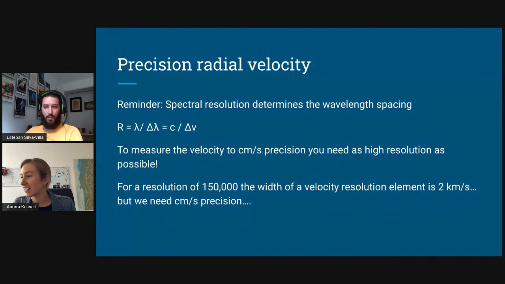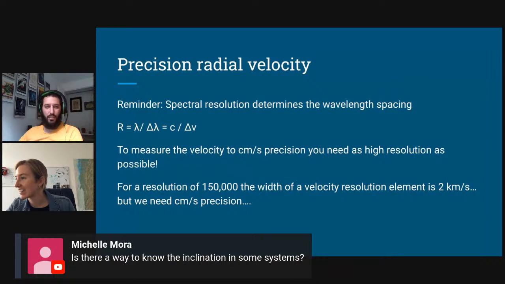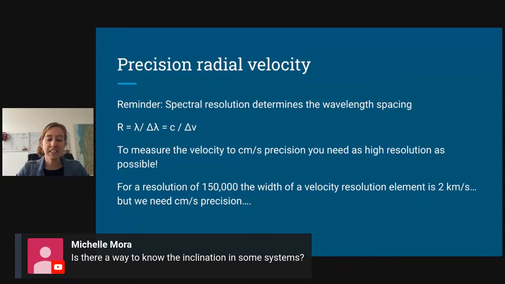Hi, Aurora. Sorry to interrupt. I see you have a question in the chat. Is there a way to know the inclination in some systems? Yeah, so the easiest way is if the system is transiting. If the system is transiting, then we know that the inclination of the system has to be close to 90 degrees. And we can fit the shape of the light curve of the transit in order to pull out the exact inclination. For other systems that are not transiting, it's a lot more difficult.